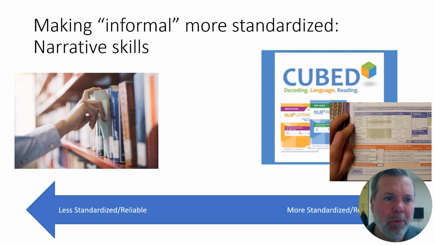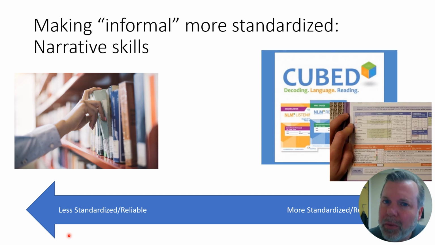Let's take the example of narrative skills, right? So there's different ways we know that narrative skills are important. One way that we could assess the student's narrative skill would be to go into the library or go into their classroom and just pull a book off of the shelf. And we could look at that book with the student and maybe have them retell whatever the story is in there. And we can look at some of our developmental charts to interpret that.